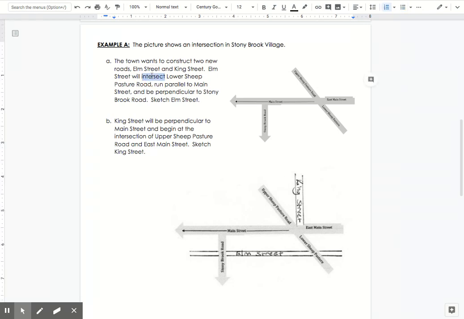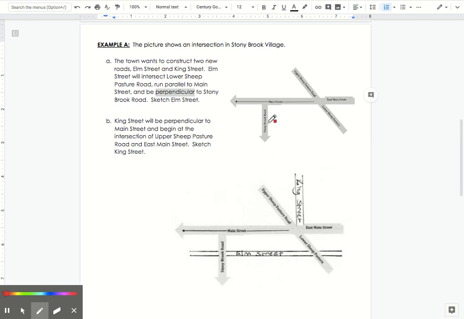Elm Street needs to intersect Lower Sheep Pasture Road, but also run parallel to Main Street and be perpendicular to Stony Brook Road. So if we were to draw a street called Elm Street, it needs to be parallel to Main Street and perpendicular to Stony Brook Road. So here's Main Street right here. So this new street needs to be parallel to it, meaning it can never intersect it. And it needs to be perpendicular to Stony Brook. So here's Stony Brook. So that means it needs to cross Stony Brook Road at a 90-degree angle. And if that's the case, will it be parallel to Main Street? Yes, it will.